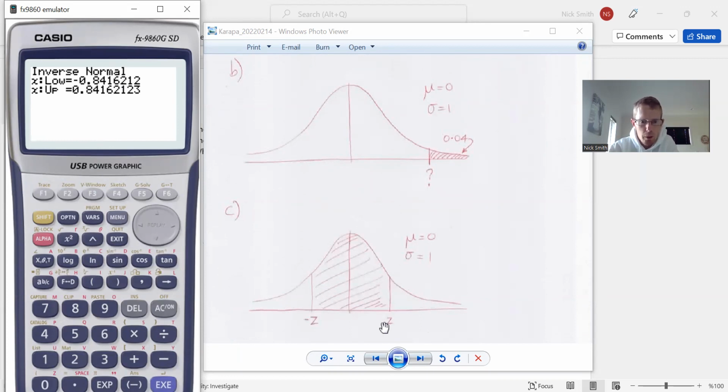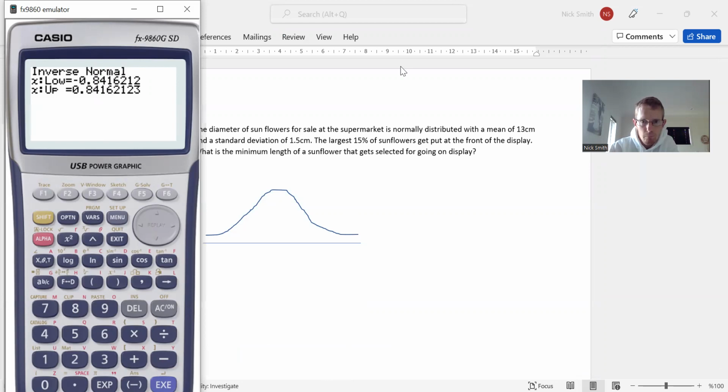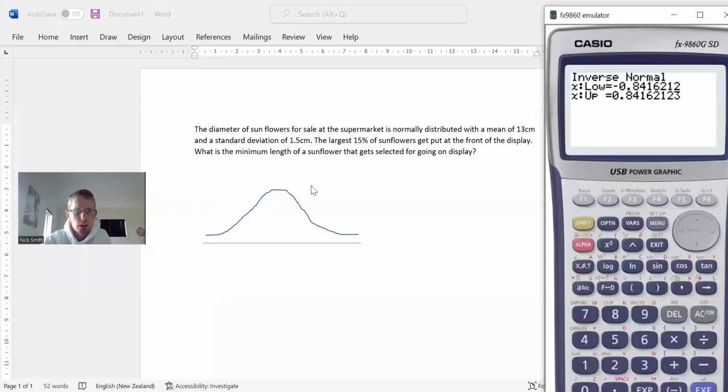Now, there's one more type of question, and that is if we've actually got a story to go with it. So I'm going to show you that now. Here's a question with a story to go with it. And I'll just put my calculator over on this side and move me out of the way. Here we go. So we've got the diameter of sunflowers for sale at the supermarket is normally distributed with a mean of 13 centimeters and a standard deviation of 1.5.